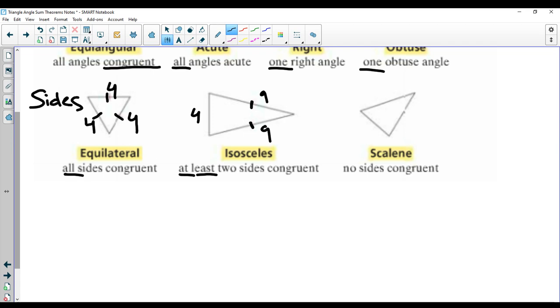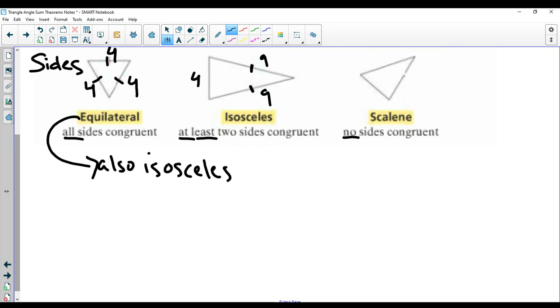So technically, your equilateral triangles are also isosceles. We just go a step further and say because all three sides are the same, we call it equilateral. But that's just an extra tidbit. And then if no sides are the same, we call it a scalene triangle. Okay?